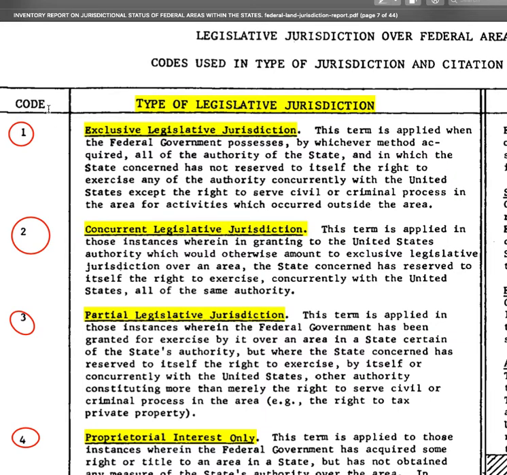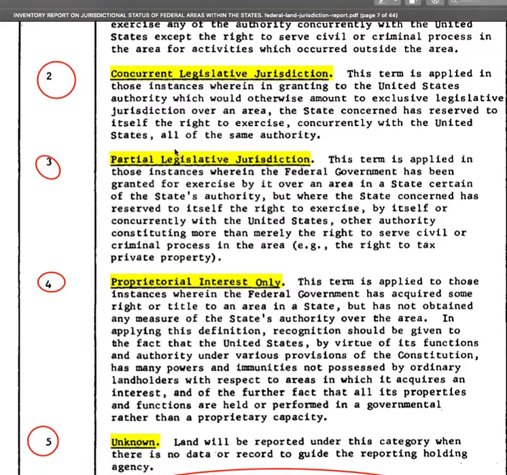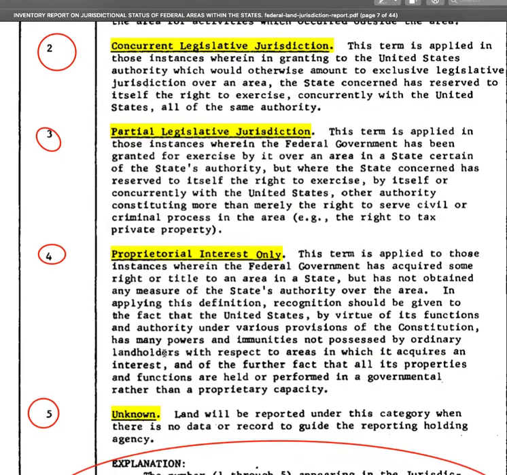And why do they have a code? Because they have a report that they did. And on that report, it listed the exact location of the property that the federal government either owns or operates on, and what type of lawmaking authority it has. Okay, so it has no lawmaking authority off any of the property that it does not own.